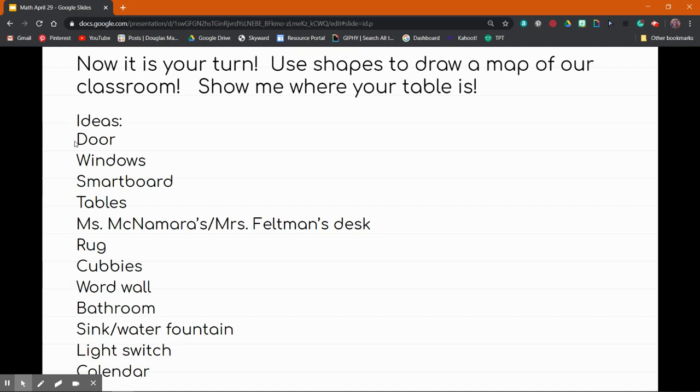So the doors, we have 2 doors that we can use coming in and out. Windows, the smartboard, the tables. The tables are definitely something, at least your table, I would like to see in the map. And I would like for you to maybe circle it or star where you sit. You could include my desk or Mrs. Feltman's desk, the rug, cubbies, the word wall, the bathroom, the sink or the water fountain, the light switch, or the calendar or the whiteboard. Those are all great things that you can include.